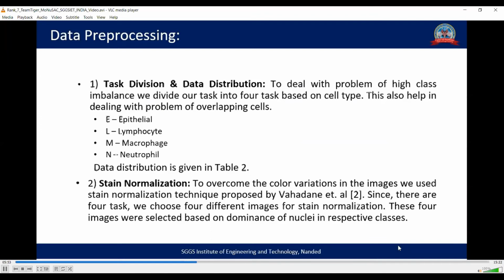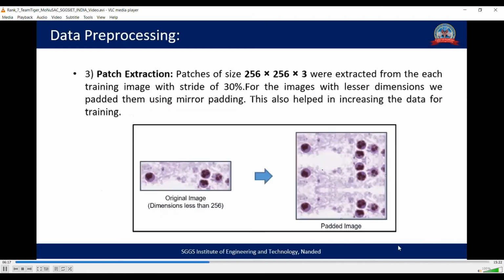The second stage of data pre-processing is stain normalization. To overcome the problem of color variations in images, we use the stain normalization technique proposed by Vahadane. Since we divide the work into 4 tasks, we chose 4 images based on 4 dominant classes for stain normalization. The third stage is patch extraction, in which we extracted patches of size 256 by 256 by 3. There are also images with dimensions less than 256 in the dataset. For such images, we padded the image using mirror padding as shown in the figure.